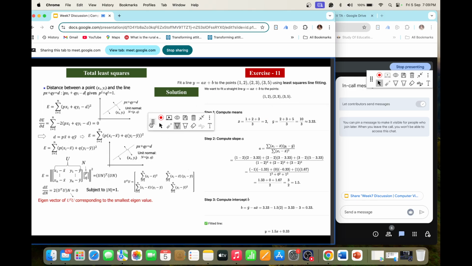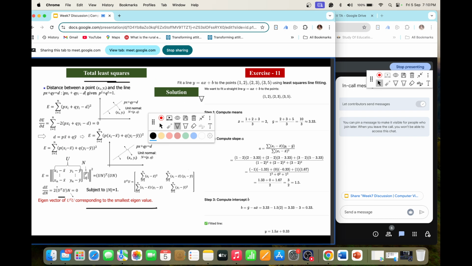Then we have this total least squares. Again we have this matrix. For this matrix we have to find U transpose U, and then find the eigenvalues of this. Once we have them, from the smallest eigenvalue we have to get the eigenvector. Once we get the eigenvector, we can easily form the line in total least squares. Okay, so that is the method of total least squares.